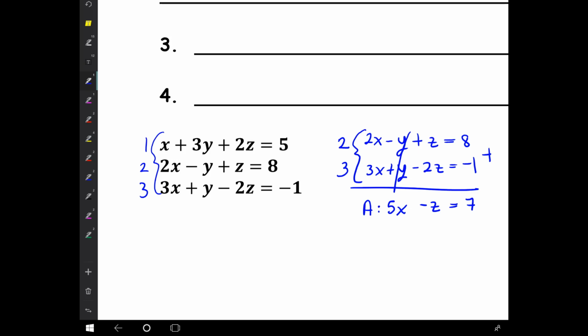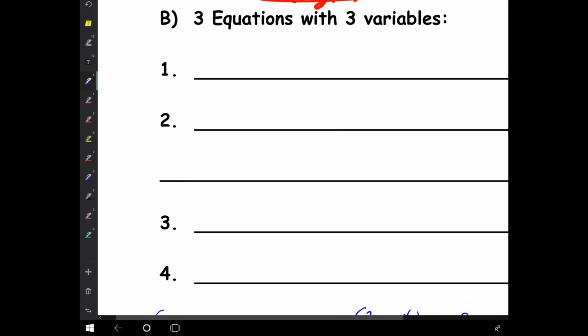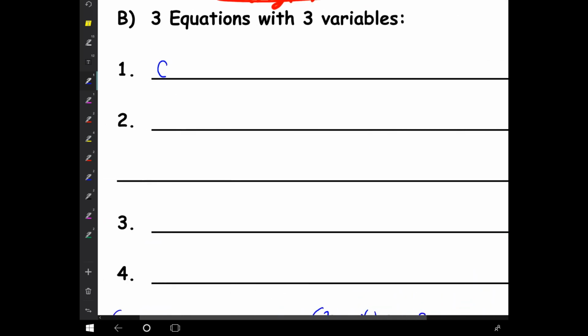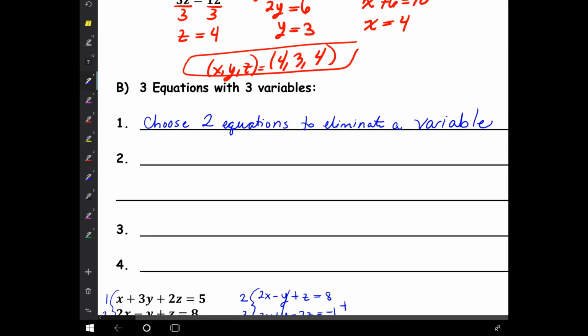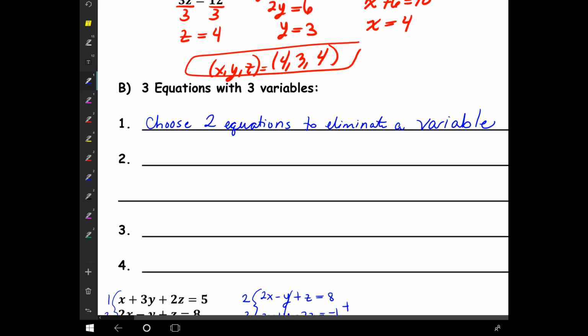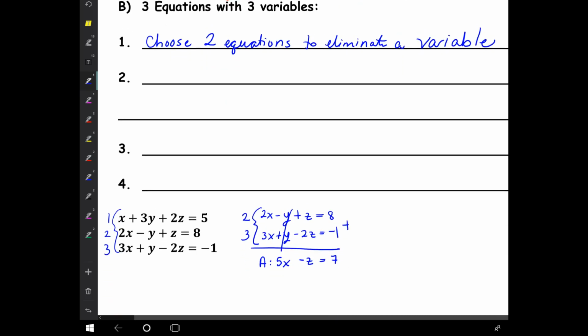Okay, just for future reference, let's label what we did in step 1. Step 1 was choose 2 equations to eliminate a variable. So back here in step 1, go ahead and write in, choose 2 equations to eliminate a variable. Okay, I called that equation A.